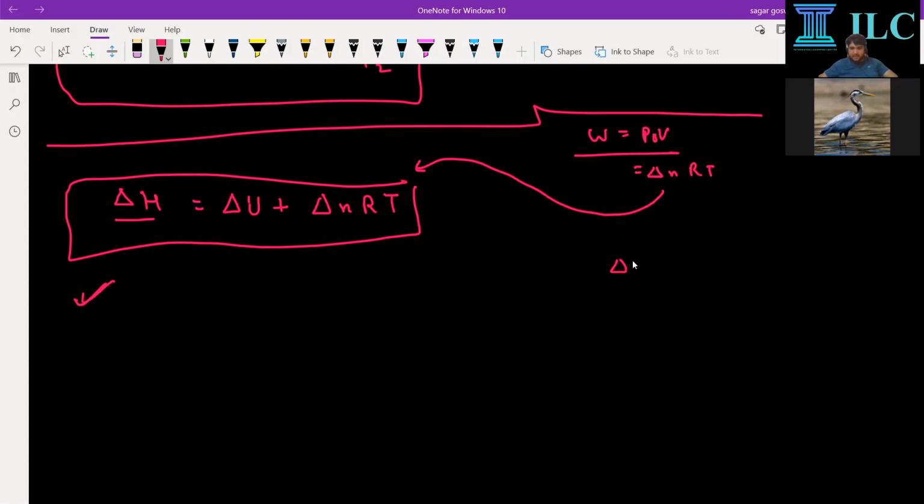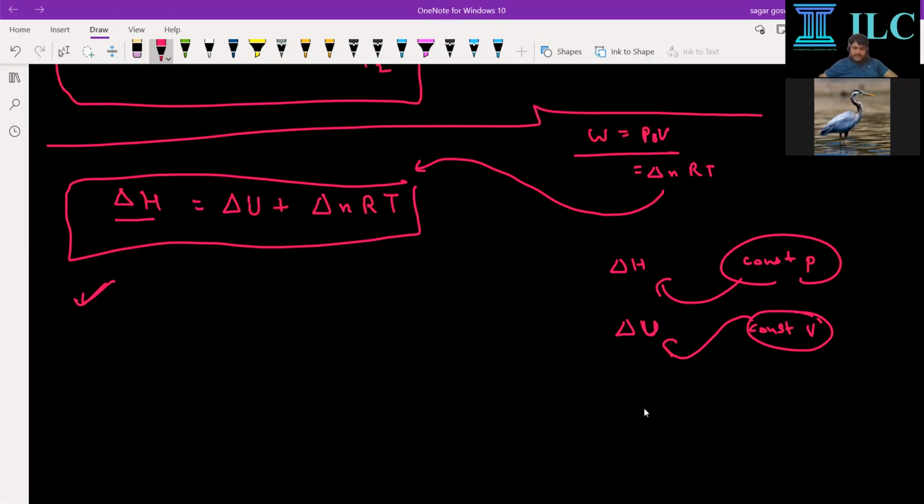You always have to remember the meaning of delta H. It is the heat of reaction at constant pressure. Remember, delta H is the heat of reaction at constant pressure, and delta U is the heat of reaction at constant volume. So you can also say it is enthalpy and internal energy. Heat at constant pressure is equal to delta H, and heat at constant volume is equal to delta U. You need to remember this relation as well.